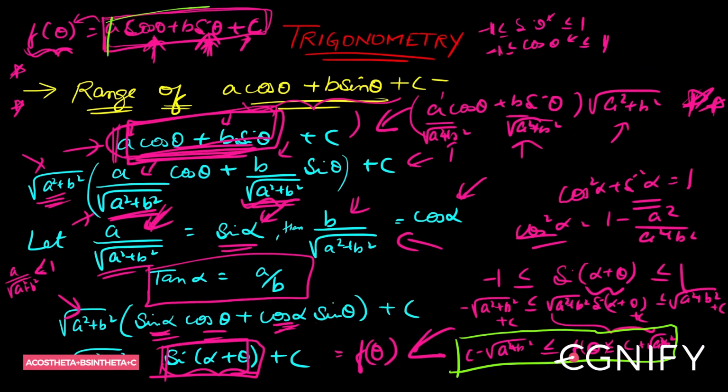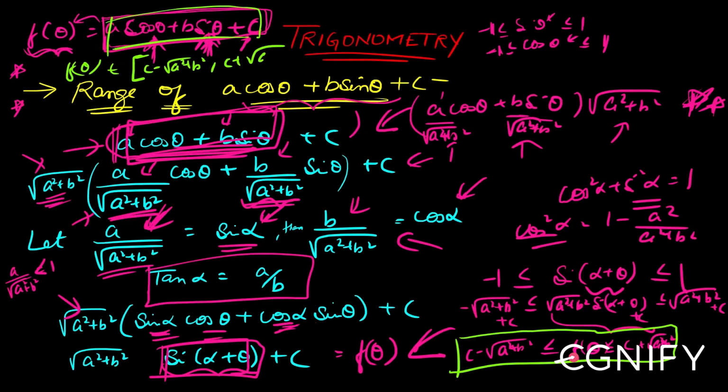So if this is your f of theta, a cos theta plus b sin theta plus c, then f of theta will always belong to the closed interval from c minus under root a square plus b square to c plus under root a square plus b square. This thing itself means that f of theta will always lie between these two values. It can take anything from here to here, including these two, and everything else in the middle, right? So this is something that you need to keep in mind: the formula for this range, and also this particular step that you just looked at. It's very, very important.